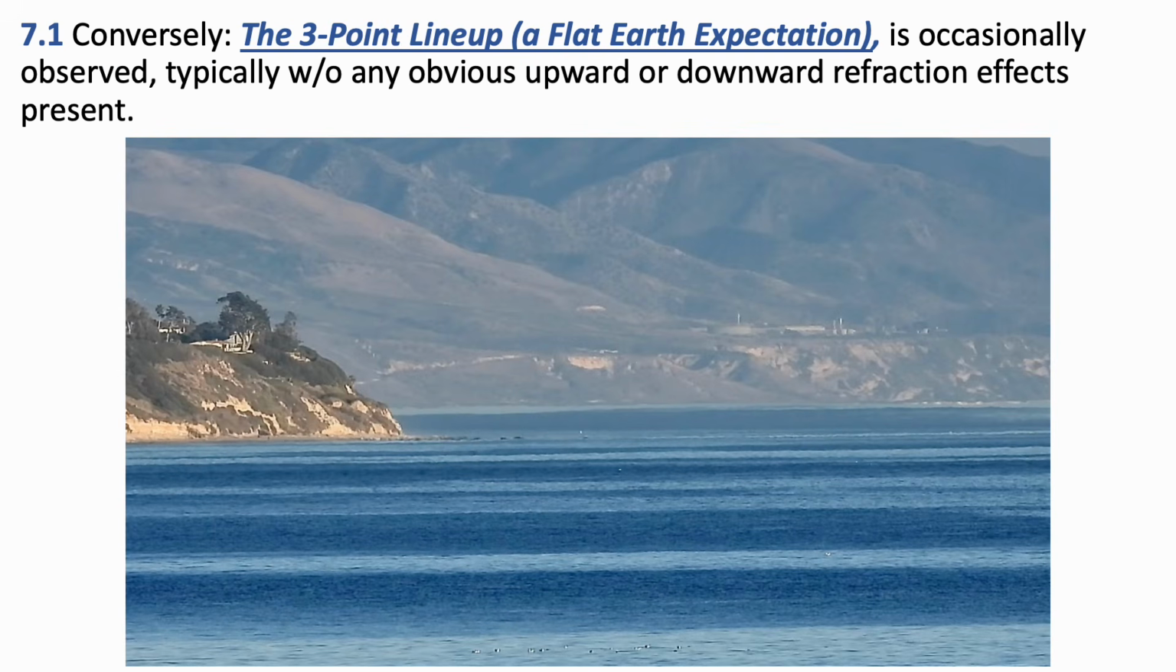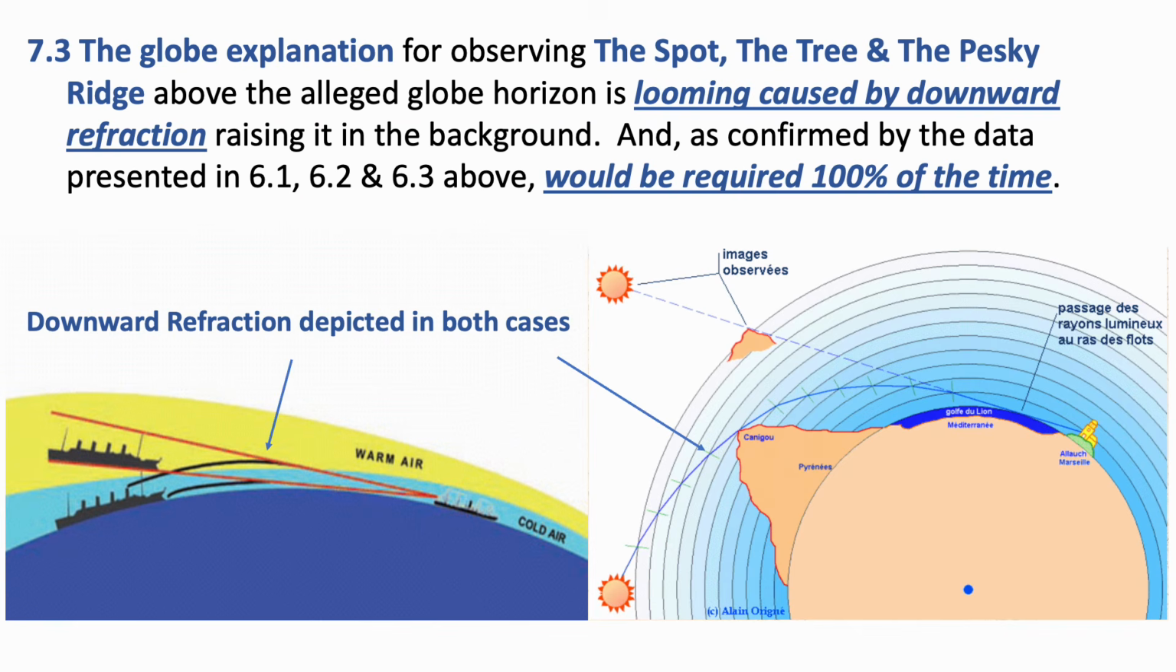Conversely, the three-point lineup, which is a flat Earth expectation, is occasionally observed, typically without any obvious upward or downward refraction effects present. The globe explanation for observing the spot, the tree, and the Pesky Ridge above the alleged globe horizon is looming or towering caused by downward refraction, raising it in the background above the horizon. And as confirmed by the data presented in 6.1, 6.2, and 6.3, that would be required 100% of the time.